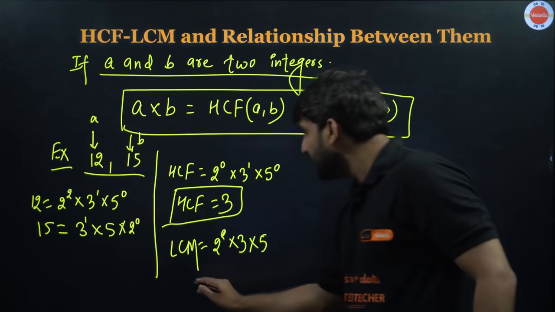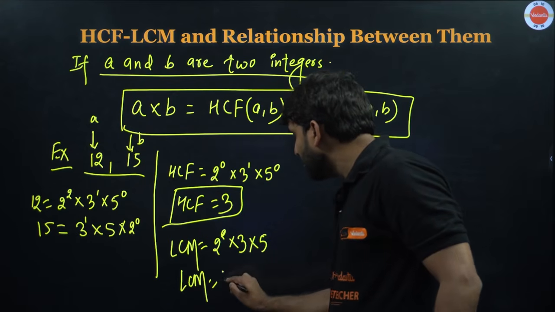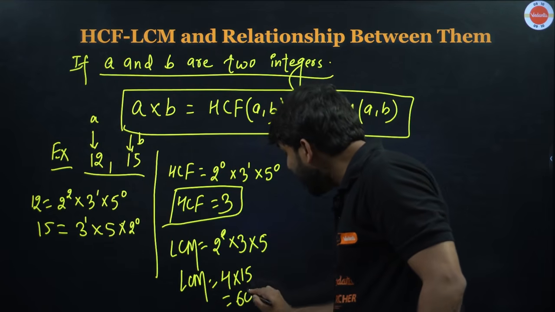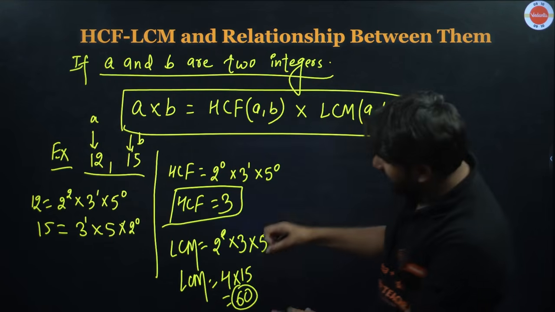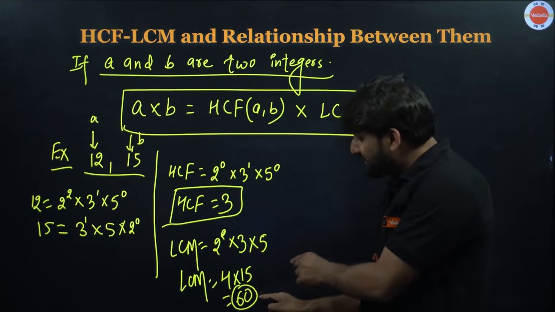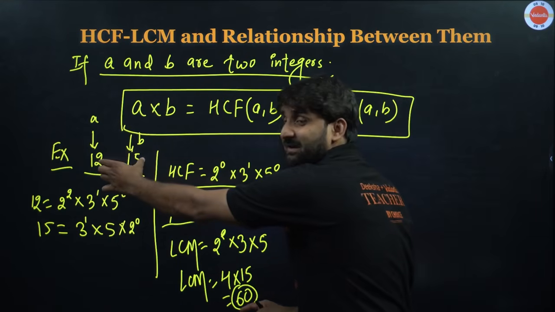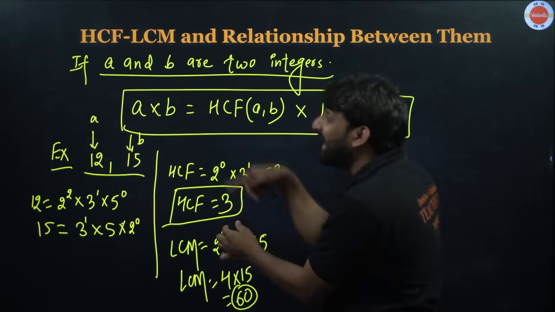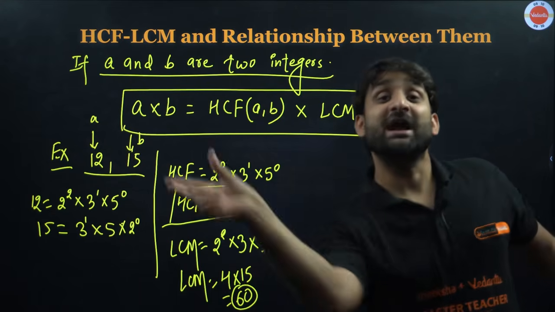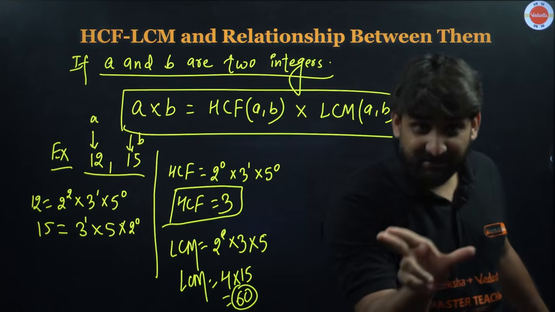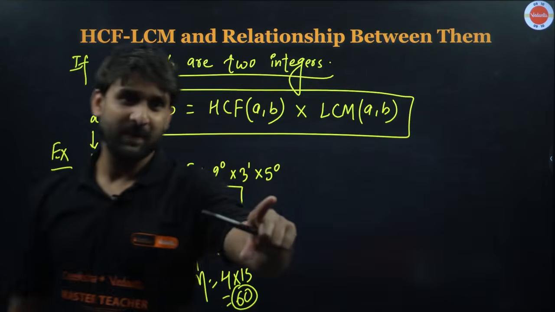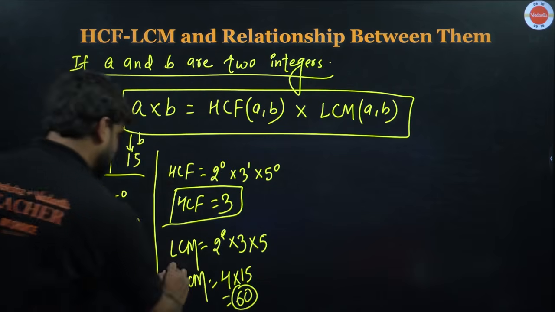Now can we multiply? So the LCM will be 2 to power 2 into 5 into 3, which is 60. And 60 is the number which can be divided by 12 and also by 15. So LCM is the number which can be divided by the given numbers, and HCF is the number which can divide the numbers. This is the difference. So you have HCF 3 and LCM 60.